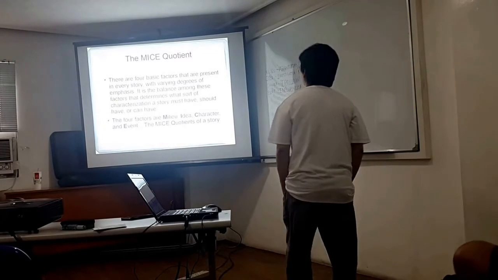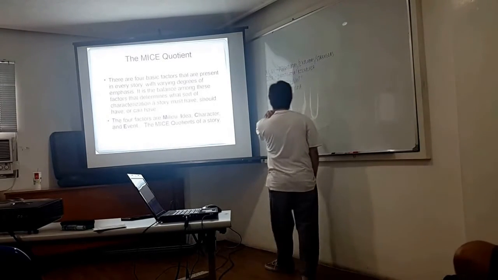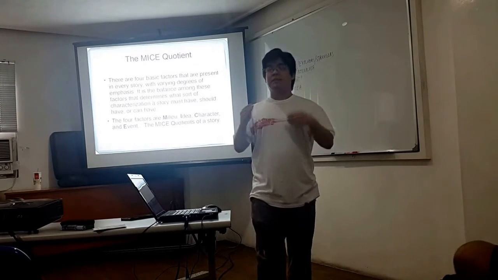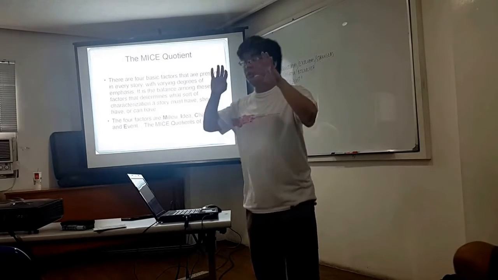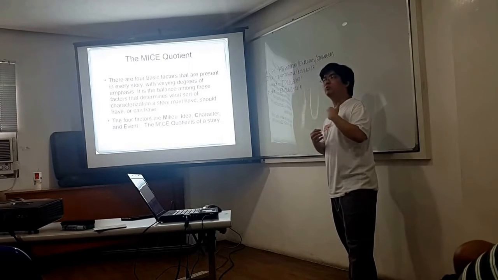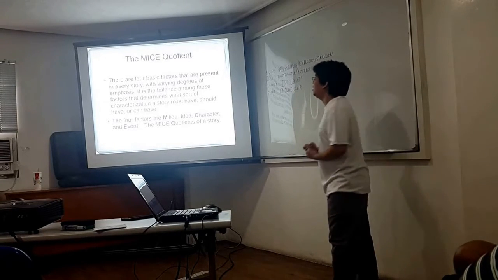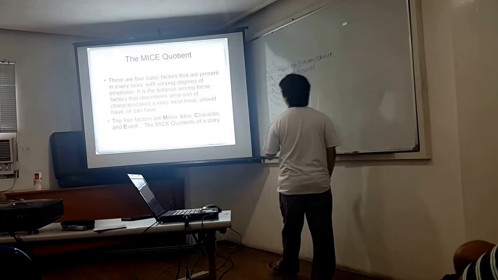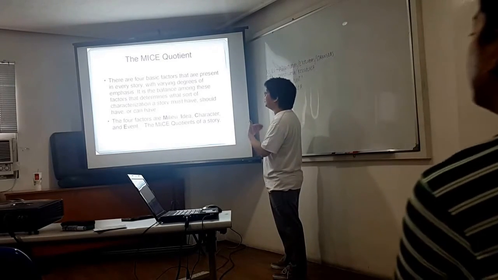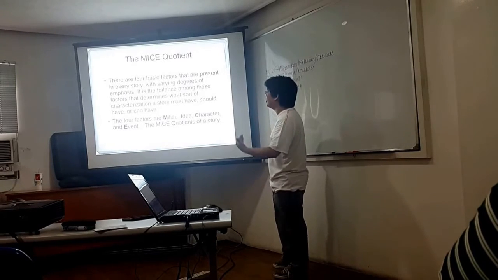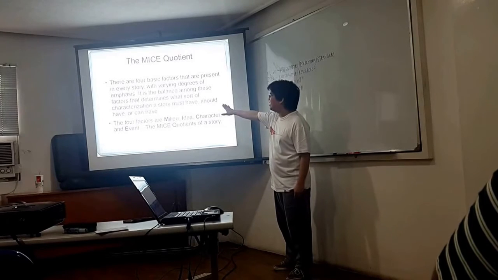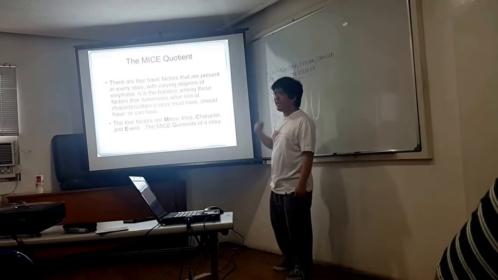So, what is the MICE quotient? Basically, these are the types. All stories have these four aspects, but the difference is where your focus is. You have to have all four, but which one is dominant will determine what type of story you're writing. There are four basic patterns present in every story, with varying degrees of emphasis. It is the balance among these factors that determines what characteristics you must have, should have, or can have. Bear in mind, it doesn't just say must have, it says should have and can have.